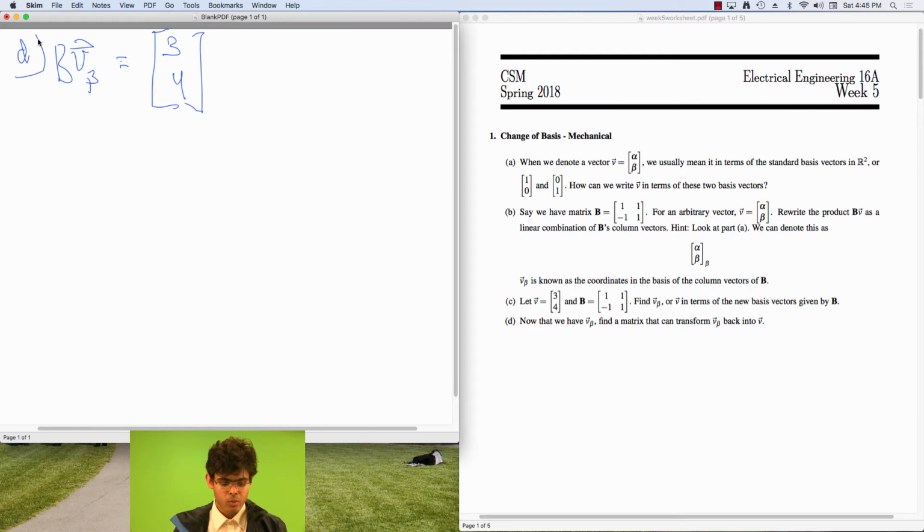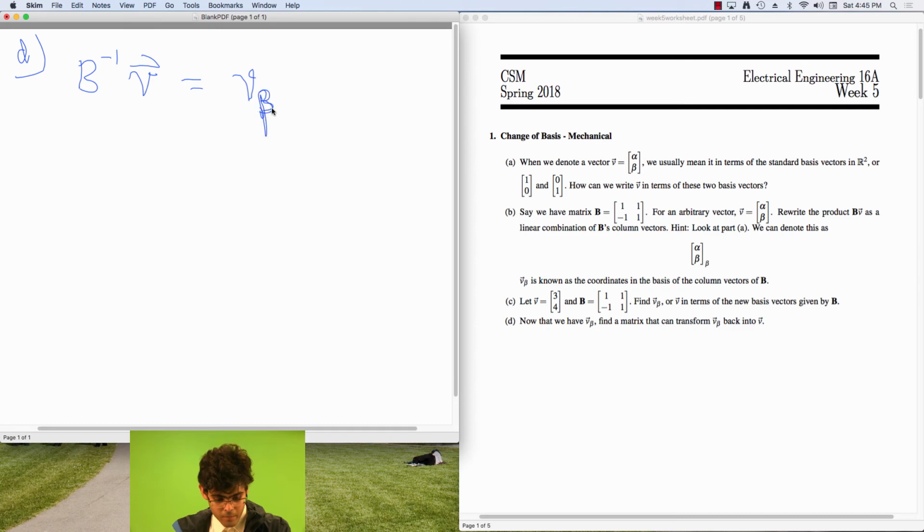And so how would we do that? Let's say there was some V, and we wanted to go to VB. To go to VB, what we did was we started with V, and we multiplied V with B inverse, and that gave us VB. Now the question is, how do we go back? How do we get V from VB?